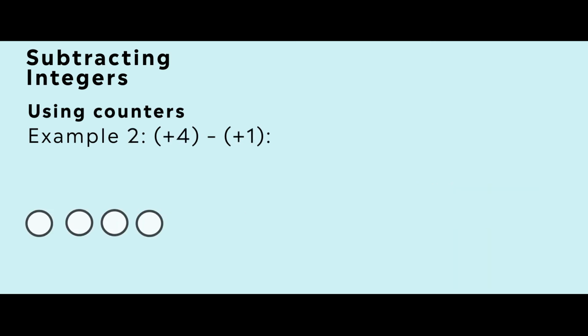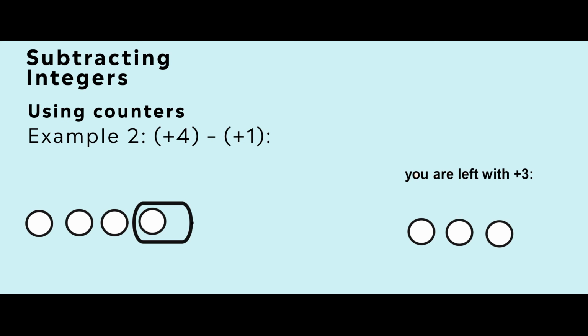Example number 2, positive 4 minus positive 1. That means here from positive 4, you have to take away positive 1. First you model positive 4 with 4 white counters, and from the 4 white counters you take away 1 white counter, and we are left with 3 white counters. So we can say positive 4 minus positive 1 equals positive 3.